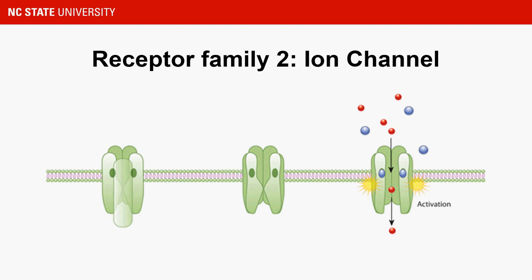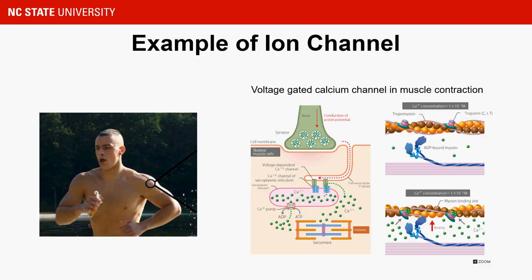The second example of receptor is ion channels. One example of ion channels is the calcium ion channel, and one of the classic examples is the calcium ion channels that will be activated during exercise. The activation of the calcium channels on skeletal muscle cells is very important for skeletal muscle contraction.